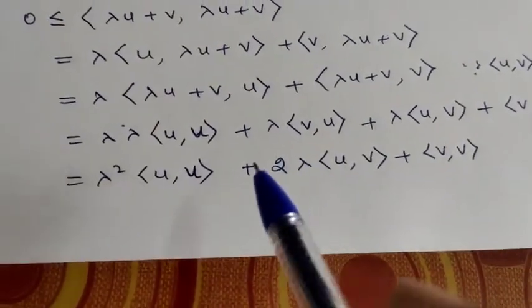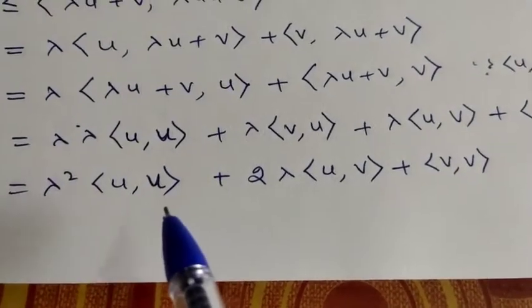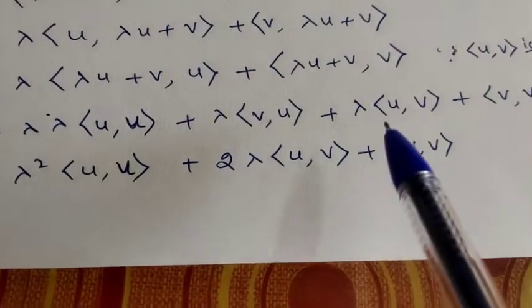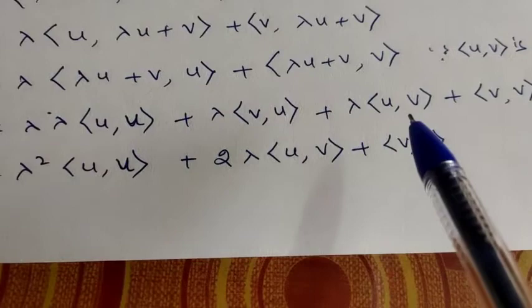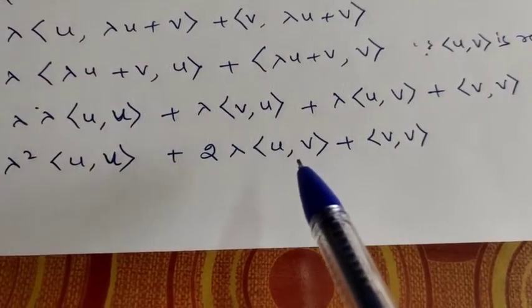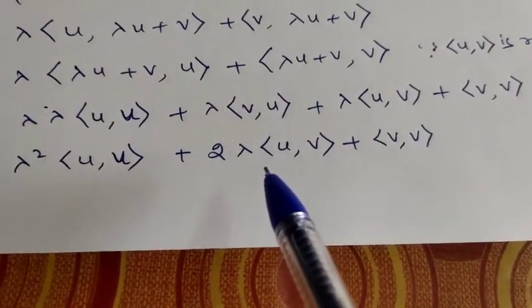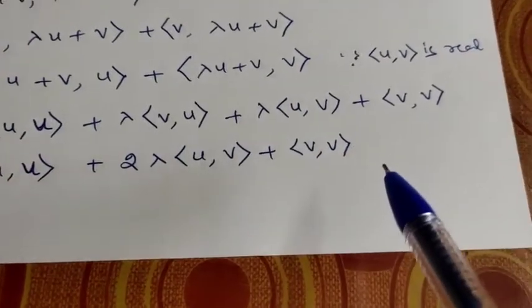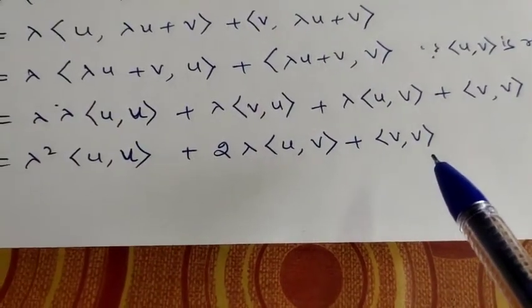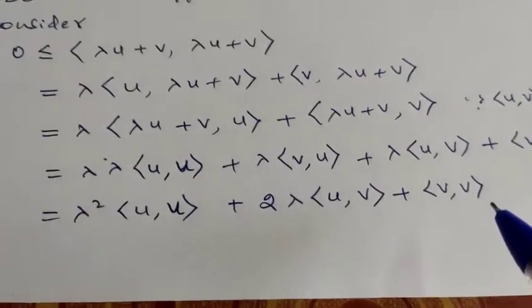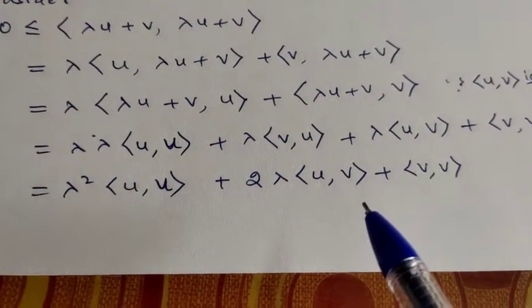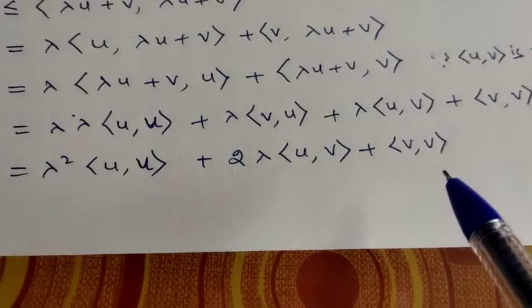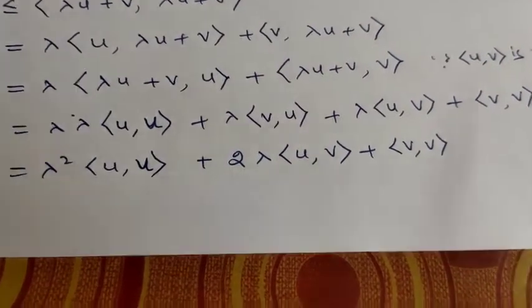So this is equal to what? Lambda square into u comma u plus 2 times lambda into u comma v, because v comma u is the same as u comma v, because the inner product is real. Okay, plus the inner product of v comma v. Understand this: lambda square into u comma u plus 2 lambda times u comma v plus v comma v.